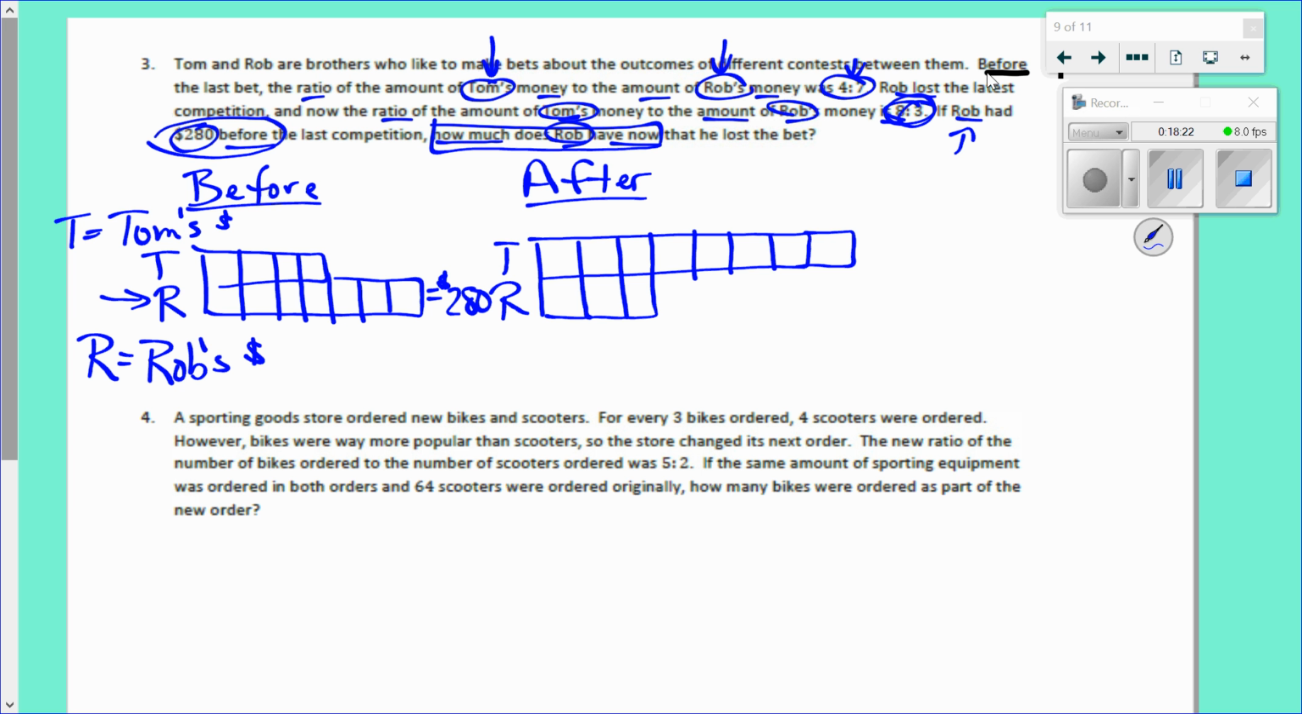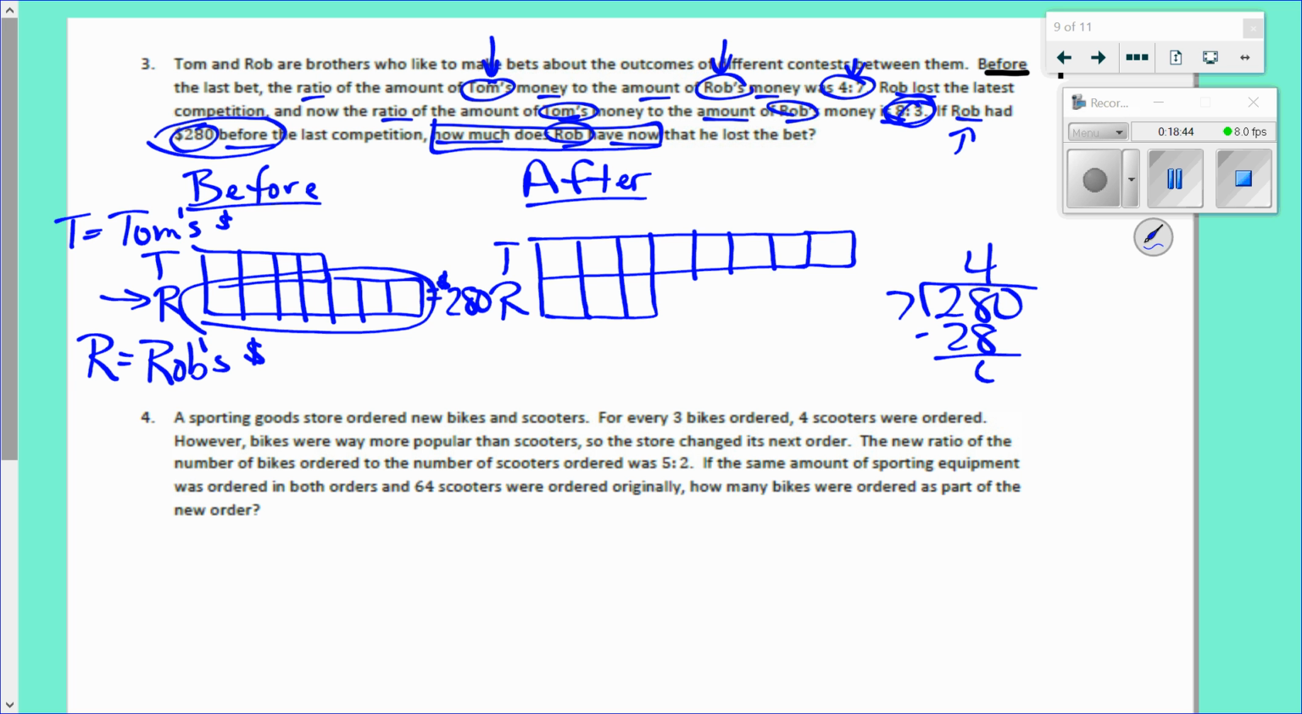Now what I need to do is take that 280. How many boxes did Rob have? Kendall? How many boxes did Rob have? What am I dividing it by? 7.